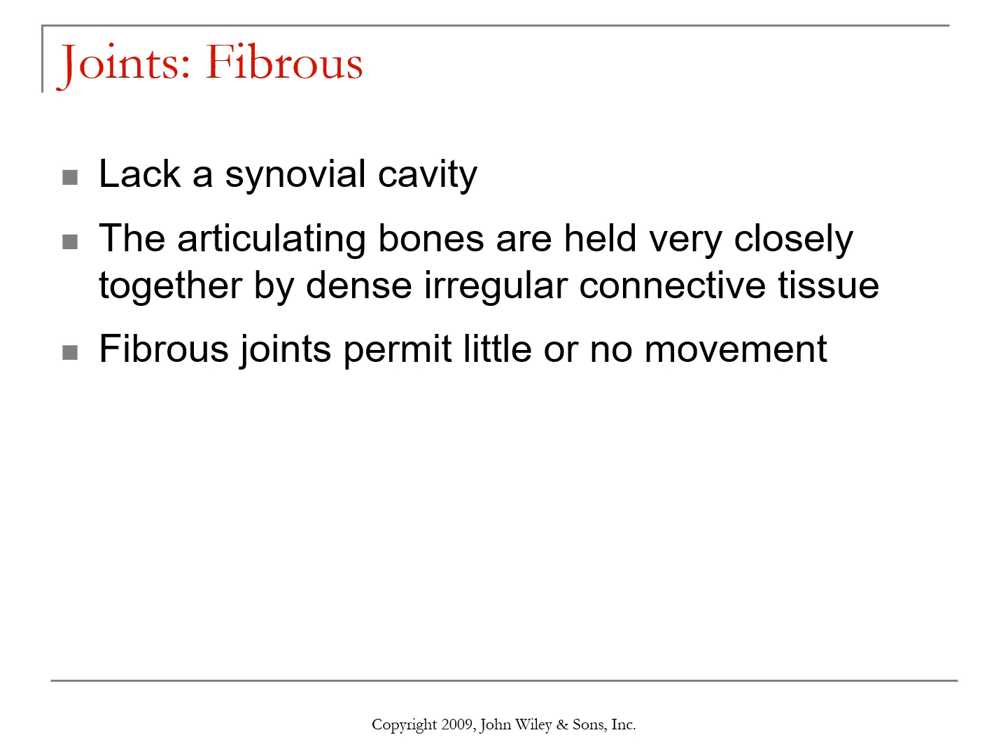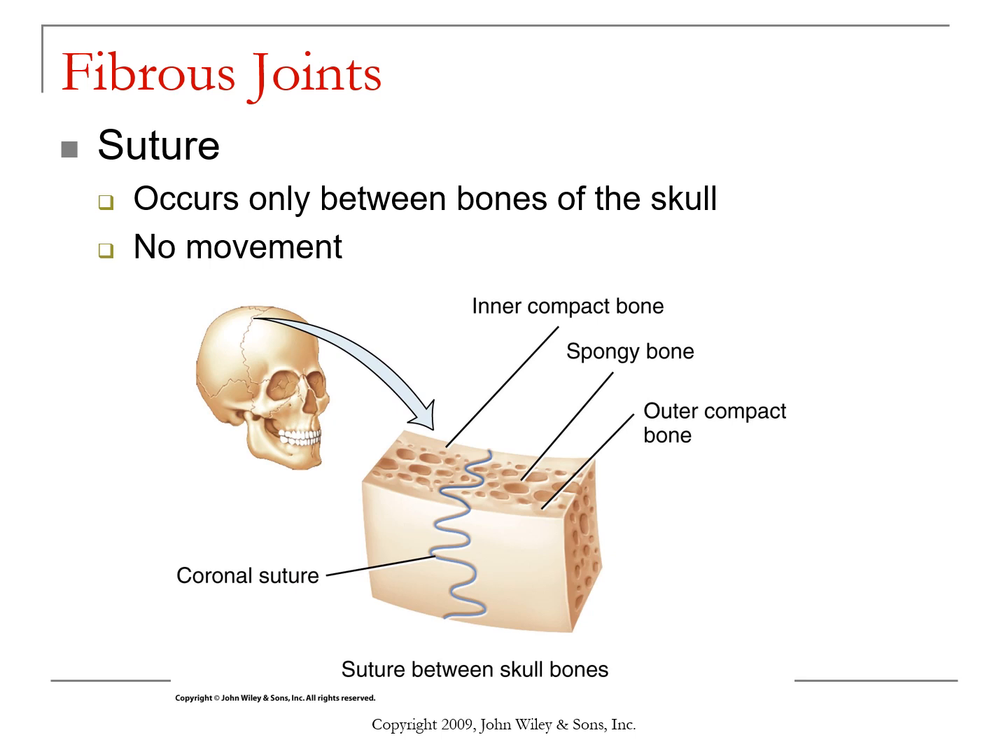Fibrous joints lack a synovial cavity, and the bones are held closely together by dense, irregular connective tissue. Some fibrous joints allow for little movement, making them amphiarthrotic, while some allow for no movement, making them synarthrotic. We mentioned sutures. Sutures are the joints between the skull bones. They allow for no movement. So a suture is a synarthrotic fibrous joint. In this example, we have the coronal suture between the frontal bone and the parietal bones.